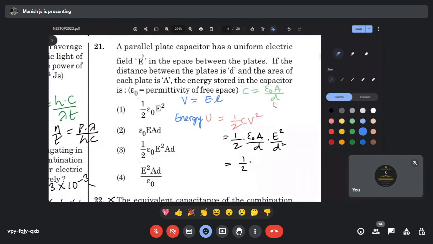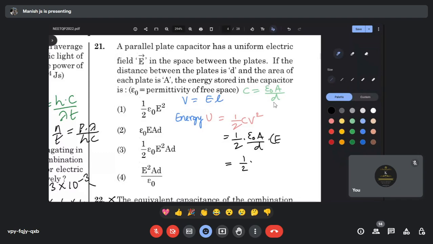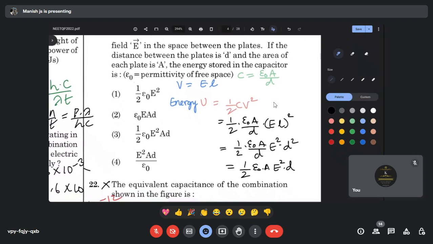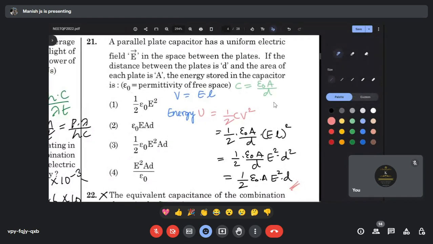All right, then we have a small change. V is E into L, so here we have E times L the whole square, multiplied by epsilon naught A upon D. That L is nothing but D, so E square into D square. Then one D from the top cancels, so you get half epsilon naught A E square D. Correct? Yes, this is the relation. Let me also check the key once, because this question was doubtful.